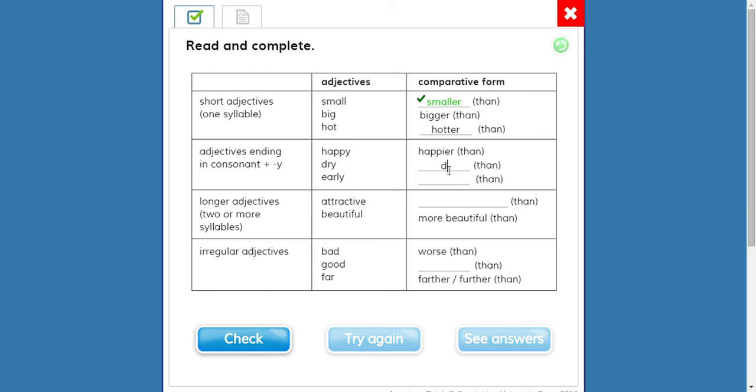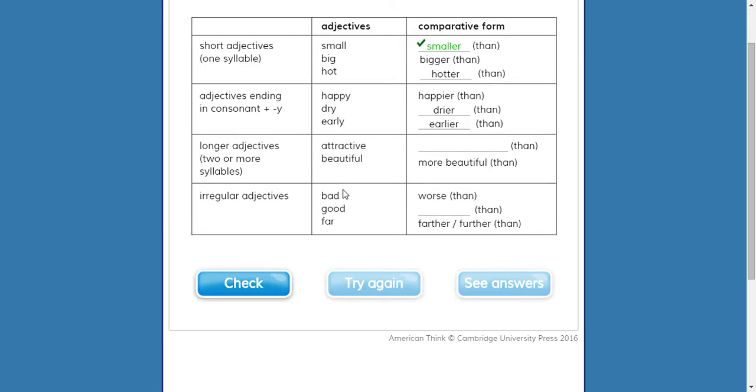So dry, drier. Early, earlier. Okay. Happier than, drier than, earlier than. We have two rules. Now let's continue with the third rule.